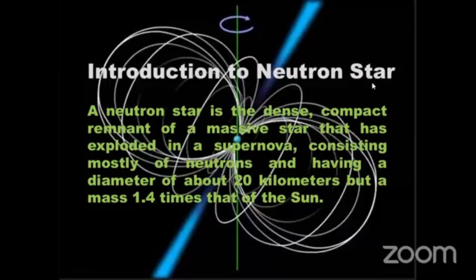So what is a neutron star? A neutron star is the dense, compact remnant of a massive star that has exploded in a supernova, consisting mostly of neutrons and having a diameter of about 20 kilometers but a mass of about 1.4 times that of the Sun. So to put it in perspective, to make it very simple, a neutron star simply means a dead star that is full of neutrons, okay? Predominantly neutrons, although we have some other particles, but predominantly neutrons.